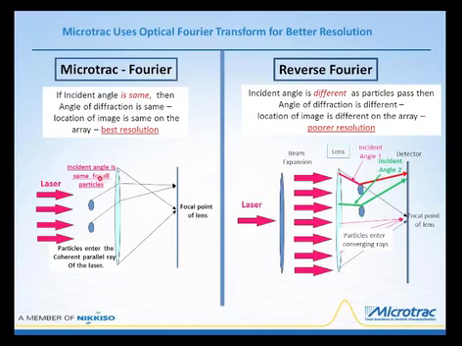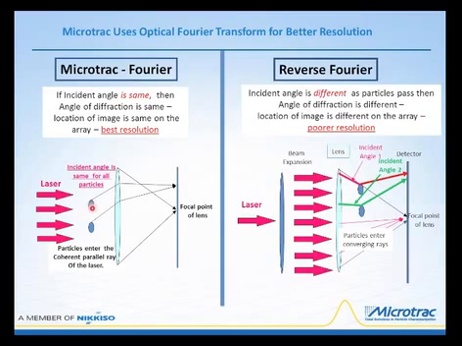Now, let's take a look at the Fourier concept. The laser interacts with the particles, and this is the very first step in making our particle size measurements. The incident angle is the same for all the particles. Now, I'm assuming that this particle is not tumbling. That really is not the case.